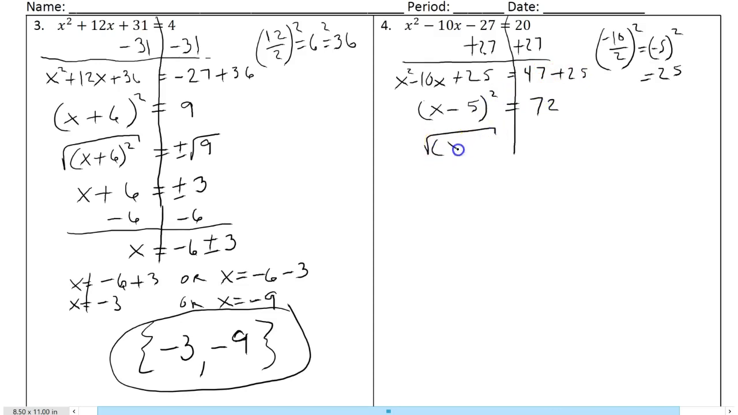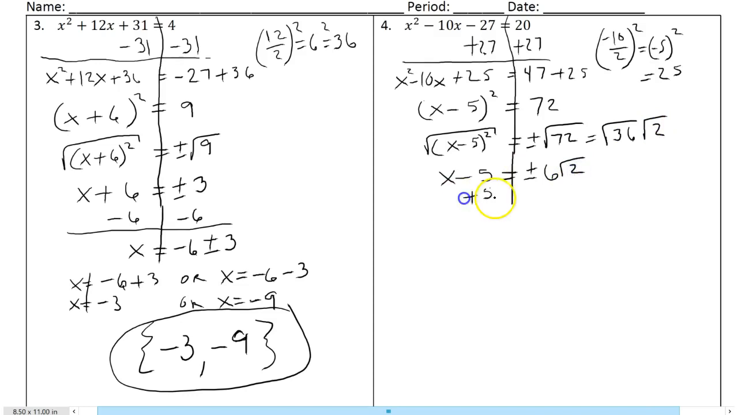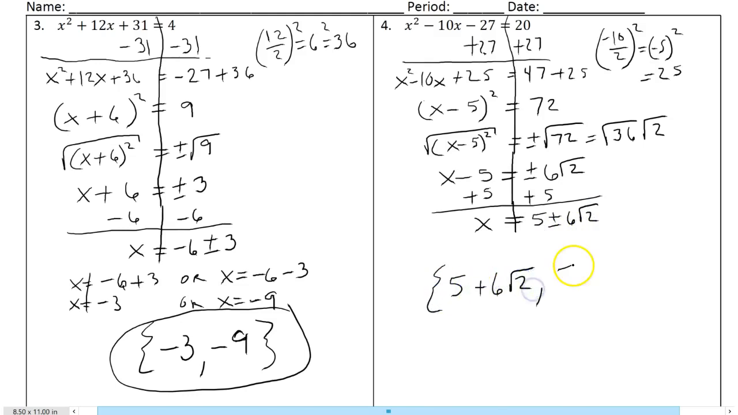Take the square root of both sides. Simplify the square root of 72 by taking out a perfect square, thus getting 6 times the square root of 2. Now add 5 to both sides. X equals 5 plus or minus 6 times the square root of 2. The final answers are 5 plus 6 times the square root of 2 and 5 minus 6 times the square root of 2.